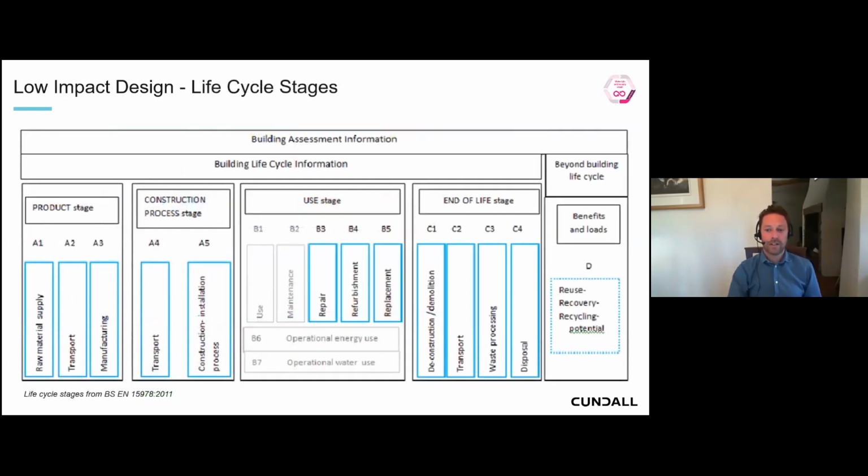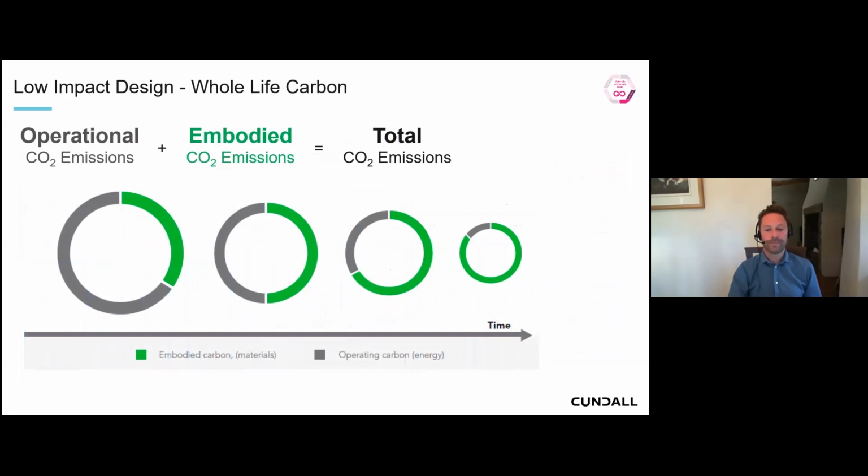And there's now a good standard, so BS EN 15978 has now defined that. So you've got the product stage going all the way through to beyond life cycle stage, and they're referenced A1 through to D. And you can see the elements in blue on the diagram are those really which relate to your embodied carbon assessment. So it's quite extensive that we consider those, but all of those have a significant impact on the decision as we go forwards.